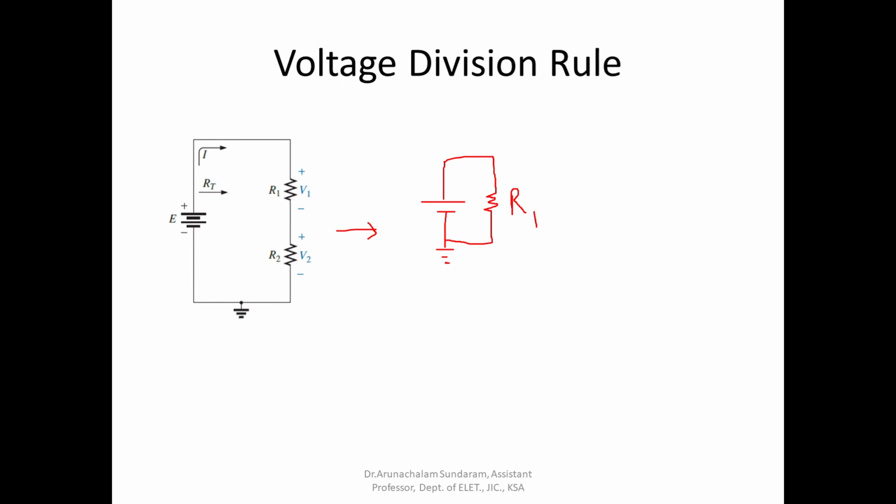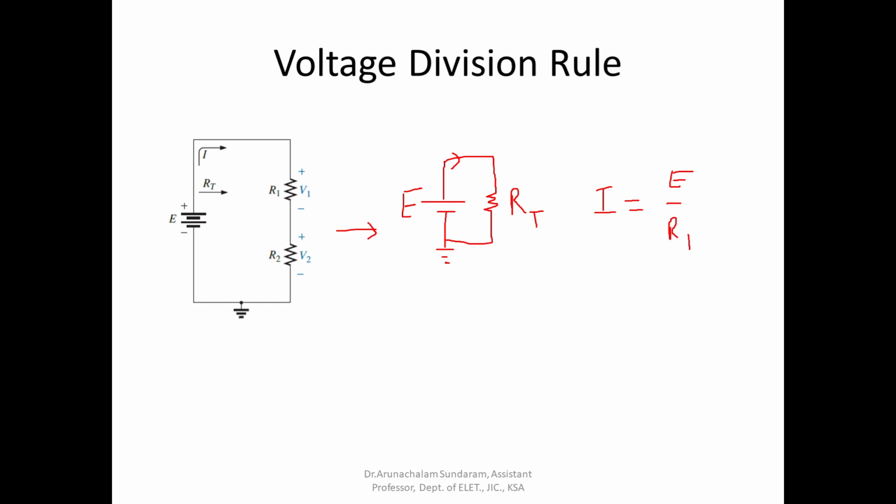R total is nothing but R1 plus R2 because they are connected in series, and this is E. So what is the current in this circuit? The current in the series circuit is E by RT. So we have found the current.